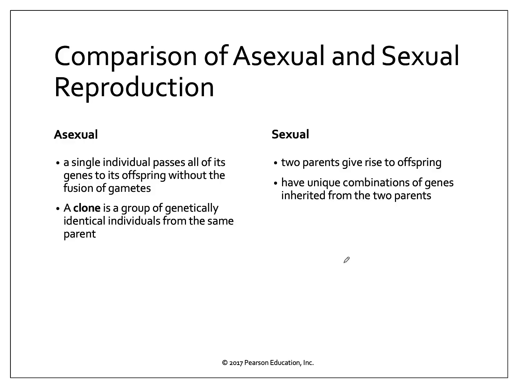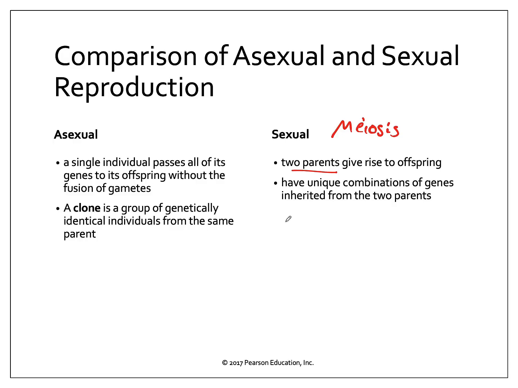So meiosis is going to be involved in sexual reproduction. Sexual reproduction is going to involve two parents, and it's going to involve a unique combination of genes. So each parent is going to produce gametes, eggs, or sperm, and those are going to be mixed up in some way to create a unique combination.